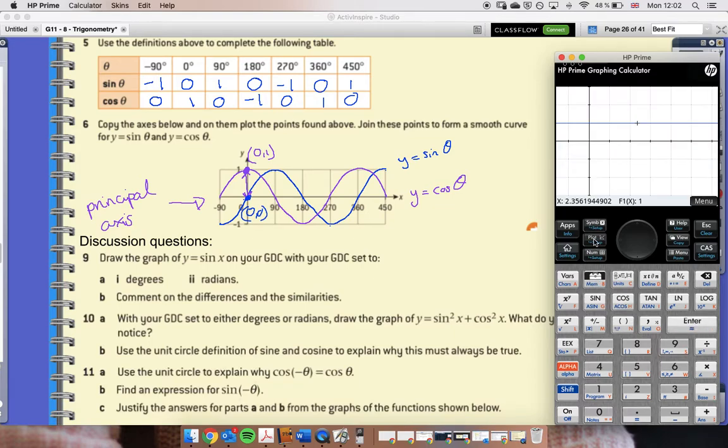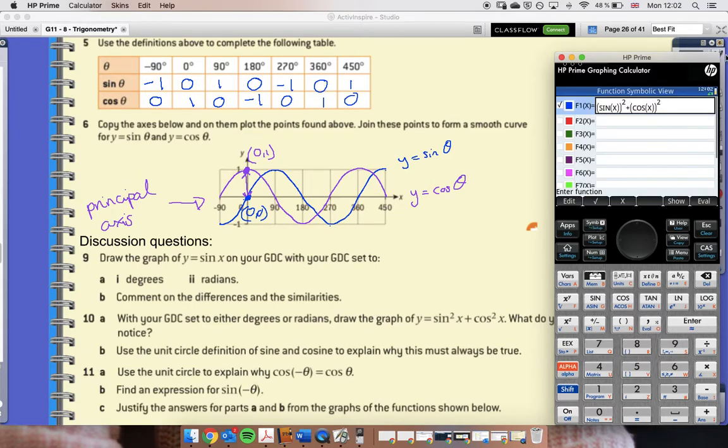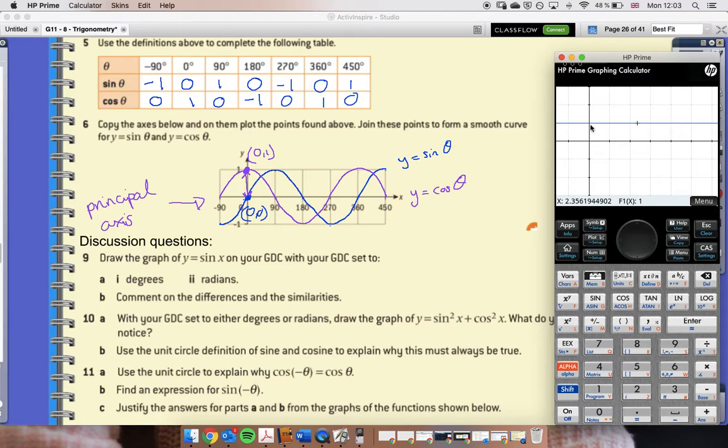Okay, let's take a look at this one. Oh, okay, a straight line. Let's see, does it change if I'm in degrees? It shouldn't really, and no it doesn't. A straight line at 1. Okay, so we get the line y equals 1.